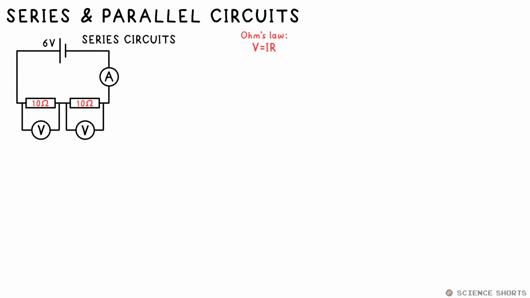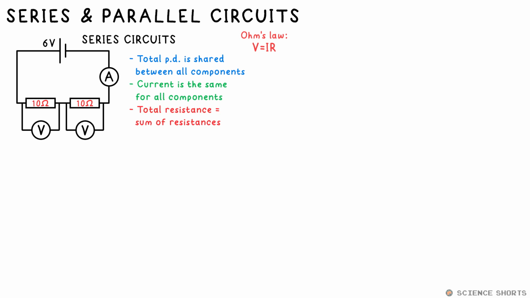Here's a simple series circuit. Two resistors in line with the battery. What you need to remember is that for components in series, total PD is shared between them, current is the same for all of them, and the total resistance is just the sum of all resistances. That just means added up.